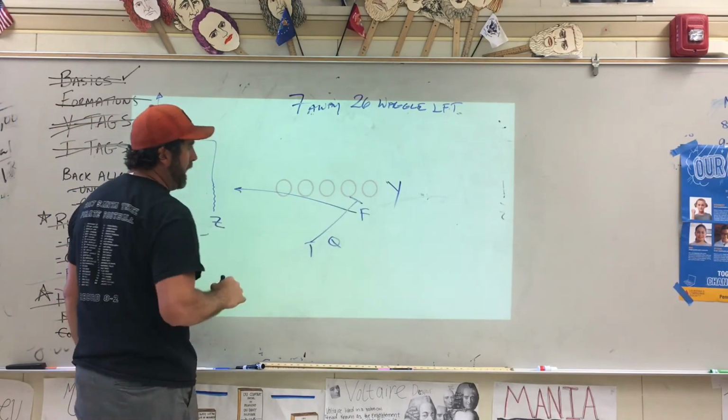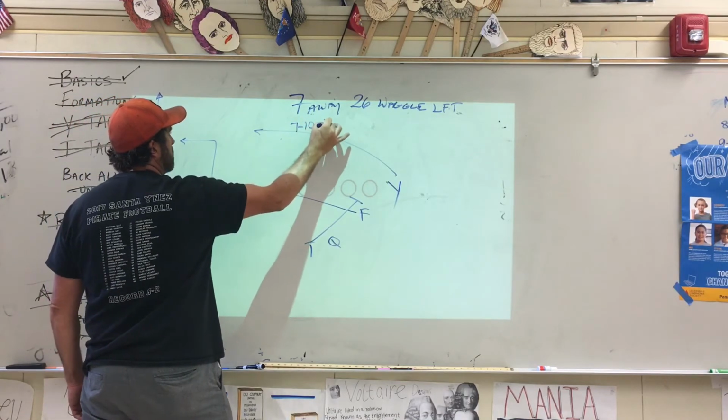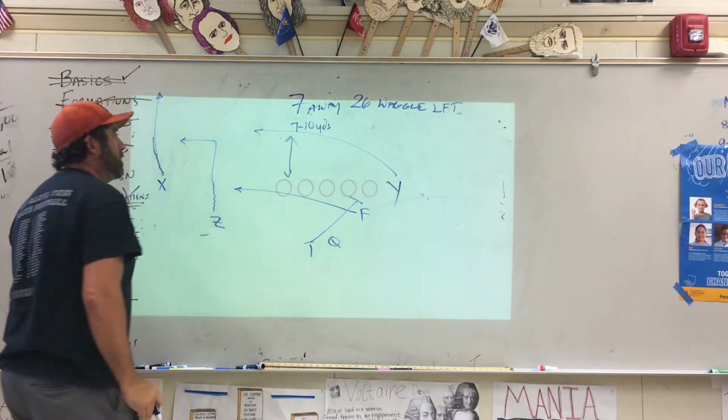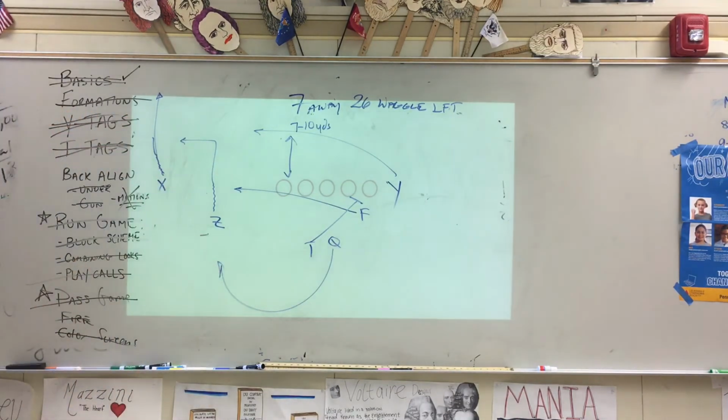This guy's showing natural. This guy's dragging somewhere in the neighborhood of 7 to 10 yards deep. And the quarterback is booting out here. That's waggle. 7 away, 26 waggle left. 8 away, 25 waggle right.